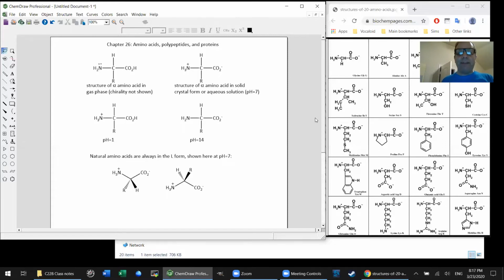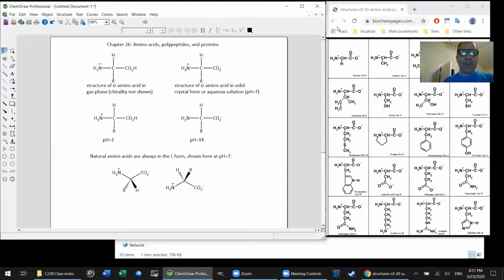That being said, my hope for all of you is that when we're done discussing chapter 26, you have a solid understanding of the structure of individual amino acids and also how they join together to make polypeptides and proteins. Again, this, I think, will be very helpful background for those of you going on in biochemistry.